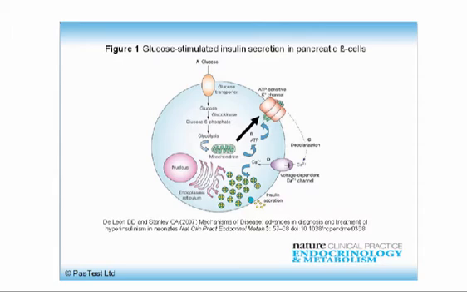Once this channel closes off, this leads to depolarization of the calcium channel along the cell membrane. As calcium gets into the cell, this releases insulin from the endoplasmic reticulum and leads to insulin being released into the circulation. Therefore, glucose and insulin secretion are tightly regulated by the ATP-sensitive potassium channel.